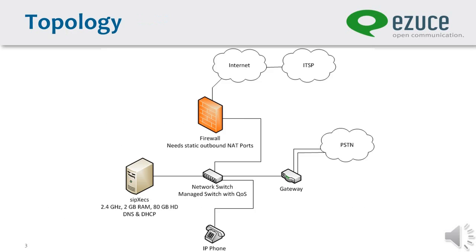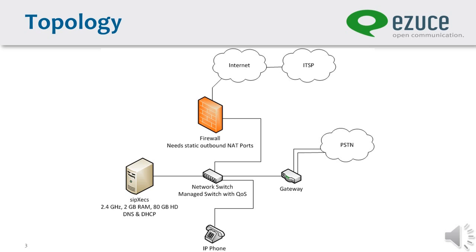wiki.sipfoundry.org. This is what a typical sipXecs system looks like. You have a standards-based server running sipXecs. That's recommended to be 2.4 gigahertz or better, with at least 2 gigabytes of RAM, an 80 gig hard drive or better, and in this instance we're going to set it up to do DNS and DHCP for our network. That'll connect into a network switch, preferably a managed switch that supports quality of service, or QoS.